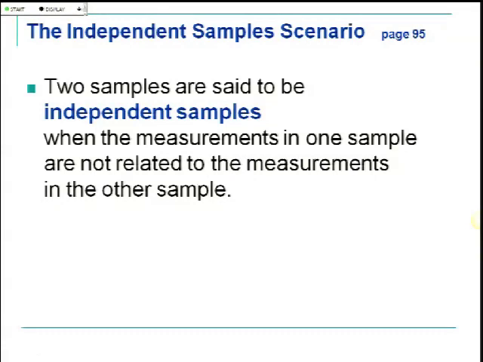Two samples are independent if the measurements in one are not related to the measurements in the other. When we did the handwriting activity the other day, you had two measurements on the same person. You each recorded a measurement twice. That's paired data compared to independent samples, which are not directly related or matched up.